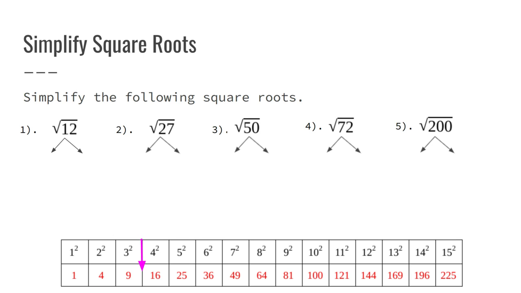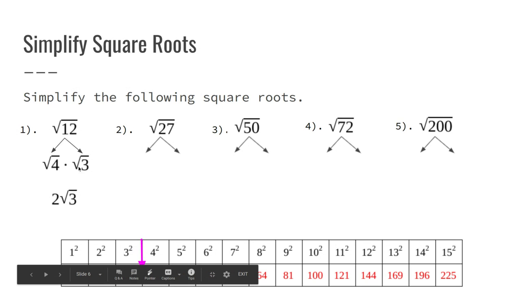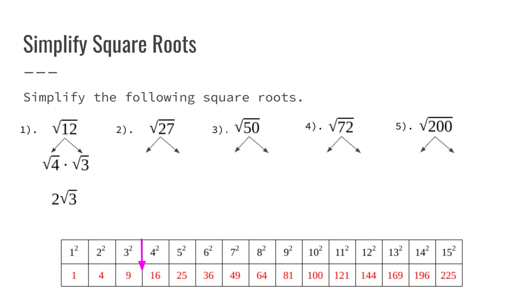So 12 divided by 9 does not come out evenly, but 12 divided by 4 is 3. Because 12 divided by 4 comes out to a whole number, we can say that 4 is the perfect square that we're going to use. So we can split 12 up into the square root of 4 and the square root of 3. Simplifying that down, the square root of 3 stays in the square root because it's not a perfect square, but the square root of 4, since it is a perfect square, comes out of that square root and becomes 2. So my final answer here is 2 times the square root of 3.